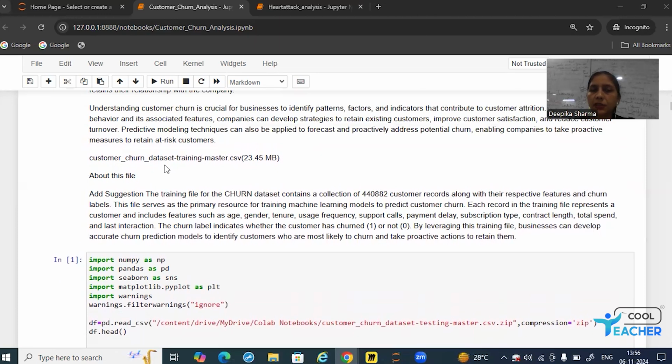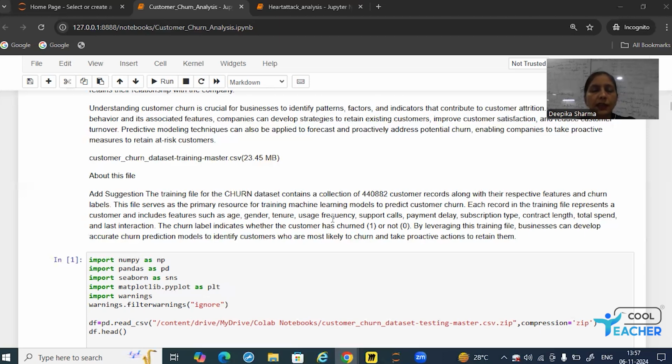Here I'm going to take a customer churn data set, mentioned here as customer churn dataset training master.csv. Inside this data set, the entire collection of customer records is nearby 440,000, along with their respective features and the churn labels. This CSV file is a primary resource for training our machine learning models. First of all, we are making the data analysis based on these 4 lakh 40,000 records.